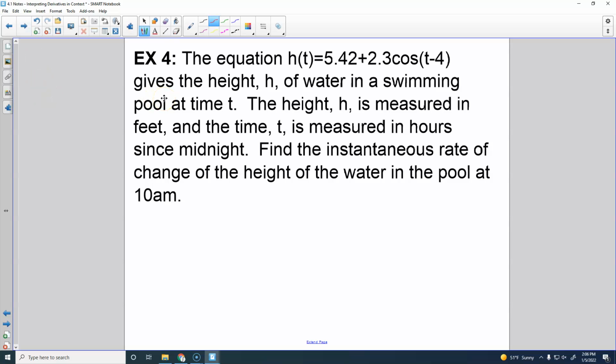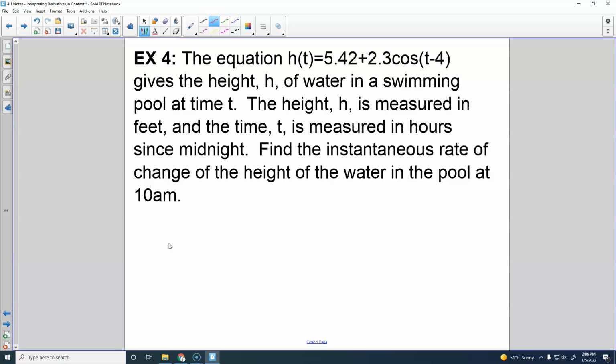All right. Example 4. This time we do have an equation, and this is like something they may ask you on free response. The equation h of t equals 5.42 plus 2.3 cosine of t minus 4 gives the height of water in a swimming pool at time t. The height h is measured in feet and the time t is measured in hours since midnight. Find the instantaneous rate of change of the height of the water in the pool at 10 a.m.